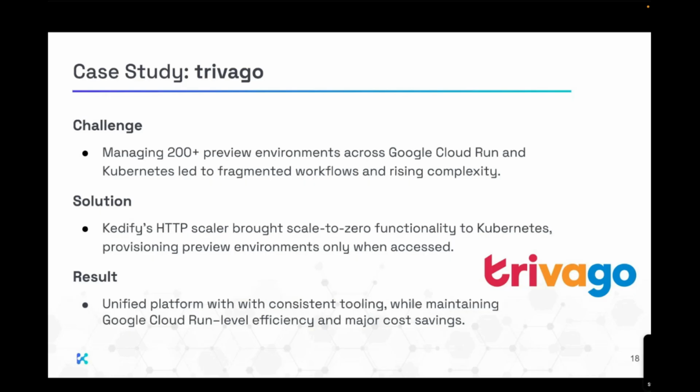So they migrated to Google Cloud Run, this serverless offering, but the rest of the stack was on Kubernetes, and they were not happy with managing two different environments. So we developed an HTTP scaler for them that allows them to scale the preview environments on Kubernetes to 0 and have similar capabilities. For them it was a win because they just managed a single Kubernetes environment, and they were able to save a lot of money because the PRs are only running when they actually need them.